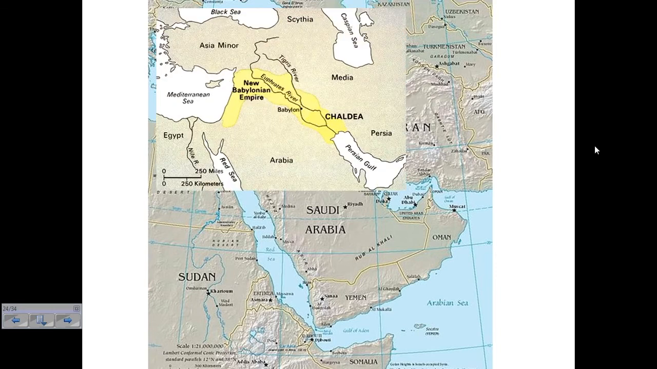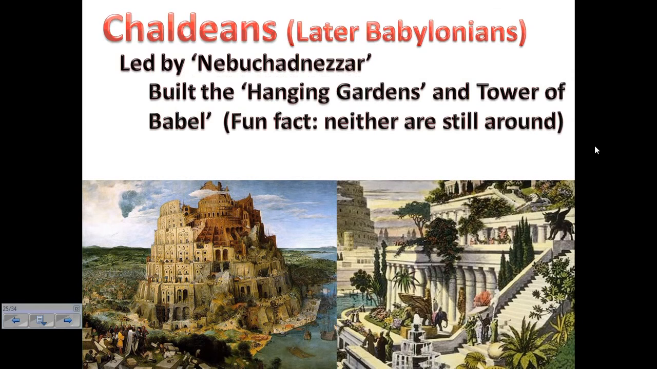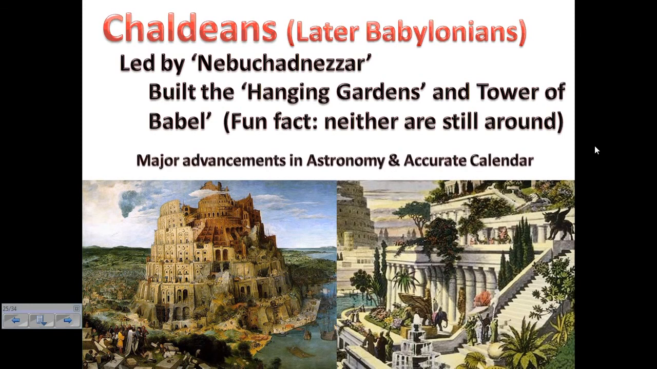So the next ones we're going to talk about are the Chaldeans. The Chaldeans, which are sometimes known as the later Babylonians, are actually in the Old Testament in the Bible, particularly their leader Nebuchadnezzar. He built the Hanging Gardens of Babylon around this time period, and the Tower of Babel. Neither of them are still around, but they are mentioned in places like the Bible. And they had major advancements in astronomy and calendars.